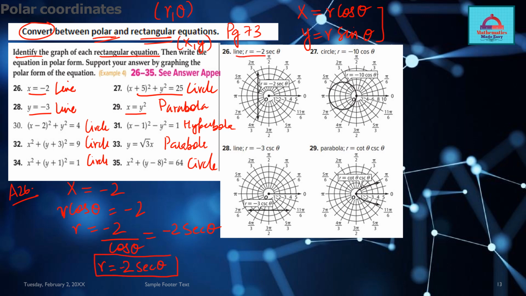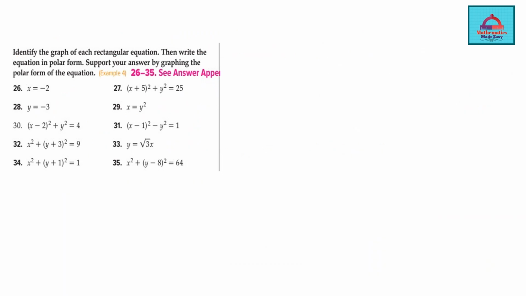So that's what you get here for the line, and you know it is going to be a vertical line passing through the point -2 here. Similarly, for the circle, parabola, you can also do the same. So let's do it on the next slide. So I'll be solving question 27 here now. Pay attention. So x equal to r cos theta, y equal to r sine theta.